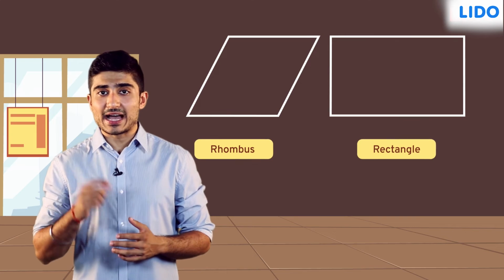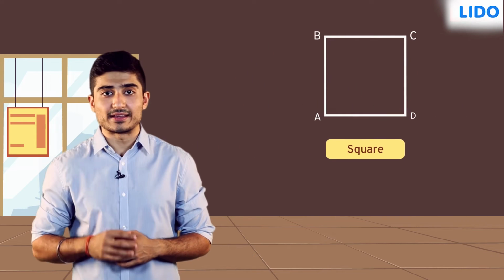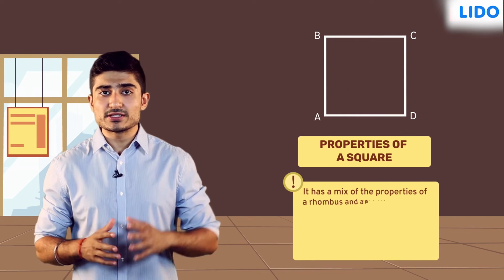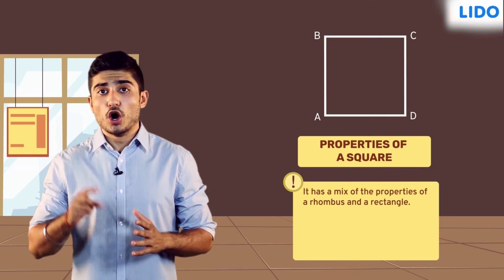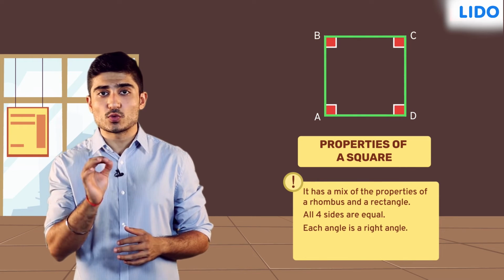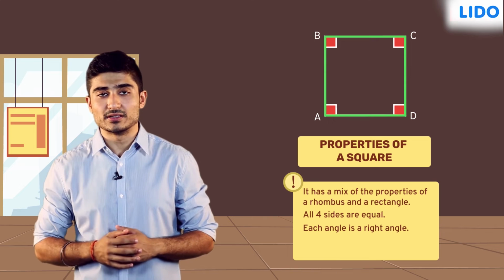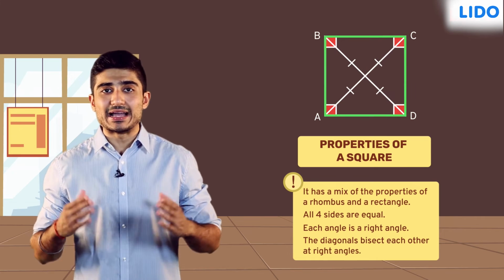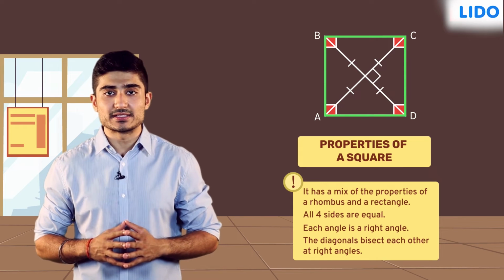Another quadrilateral is a square. A square is a hybrid of a rhombus and a rectangle. It has a mix of the properties of a rhombus and a rectangle. All 4 sides of a square are equal and each angle of a square is at a right angle to one another. The diagonals of a square bisect each other at right angles.